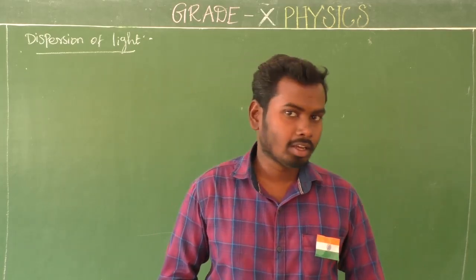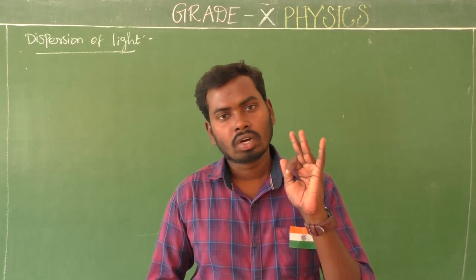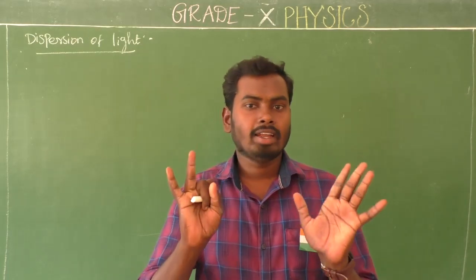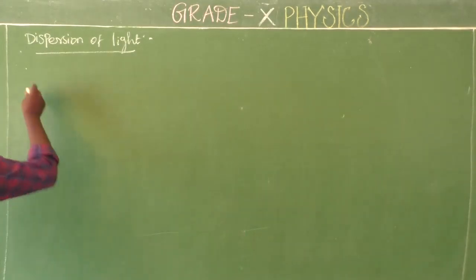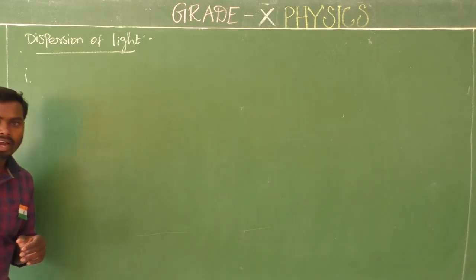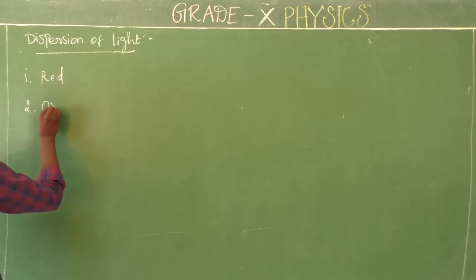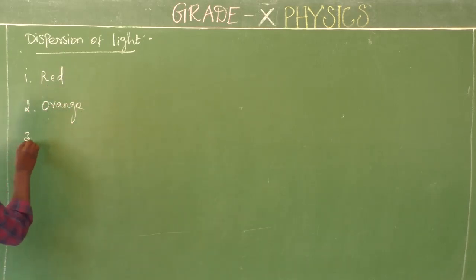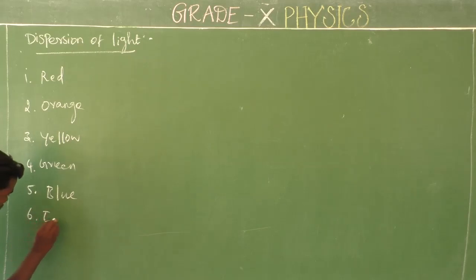So what are the colors, sir? Red, orange, yellow, green, blue, indigo, violet. That is called VIBGYOR colors. Already we know very well. I'll write the colors one by one. White light consists of 7 colors. First one, red. Second one, orange. Third one, yellow. Fourth one, green. Fifth one, blue. Sixth one, indigo. Seventh one, violet.